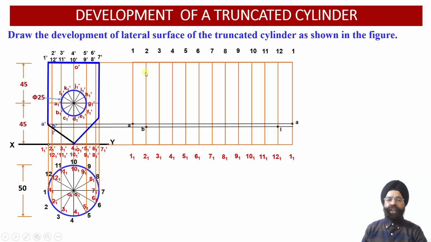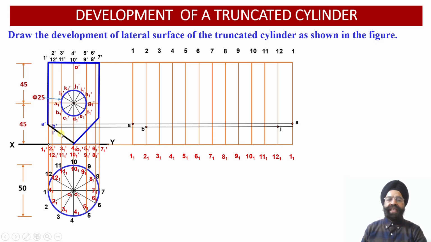We obtain the point of intersection of this horizontal generator emerging from B dash with vertical generator 2, 2 1 over here. So point B has also been appropriately located into the lateral surface development view over here. Now this is the third point of intersection.